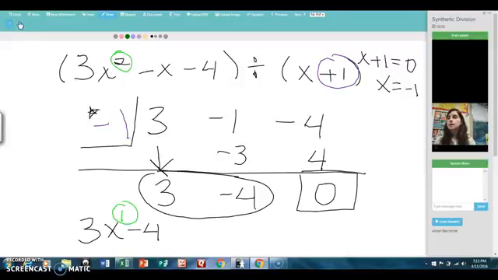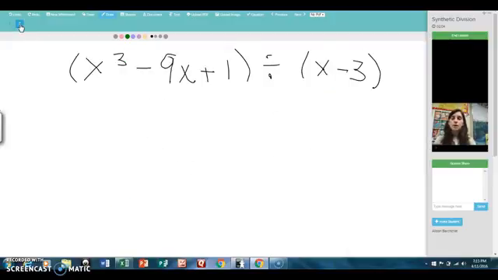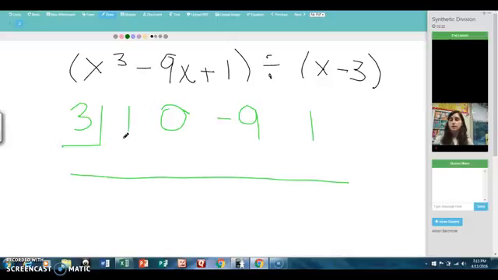All right, let's take a look at another example. So in this example, you'll notice that there's no squared term. So when we set up synthetic division with all of our coefficients, we need to put a 0 in to hold the place for the squared term. Here's my little house. In the house, I'm going to put 3, which is the opposite of the number I see in that factor over there.